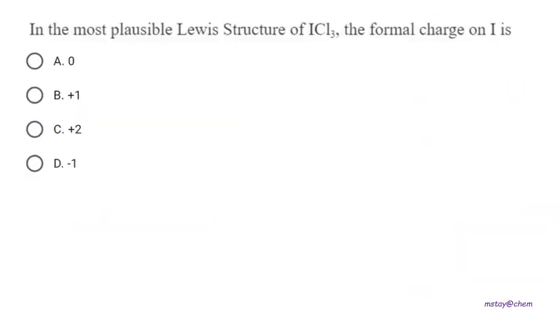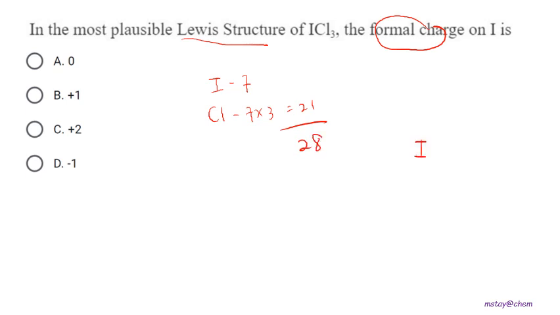What is the formal charge for iodine? So we need to draw the Lewis structure. Iodine has 7 valence electrons. Chlorine also has 7 valence electrons. So in total we have 28 valence electrons.